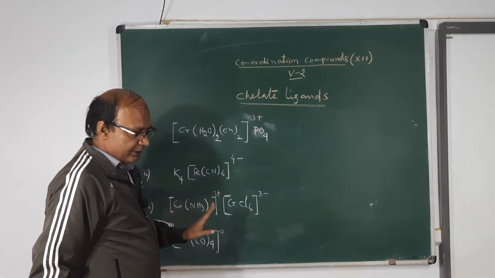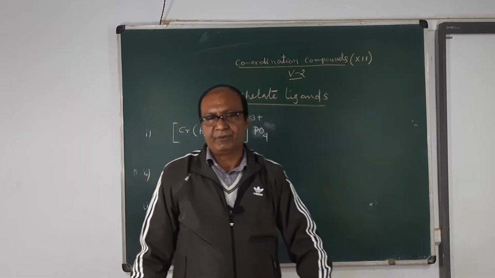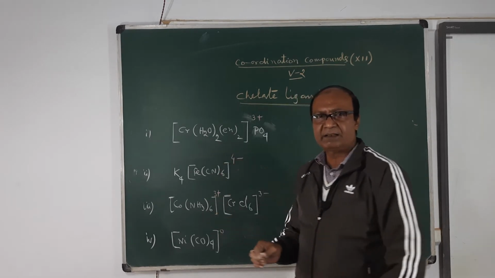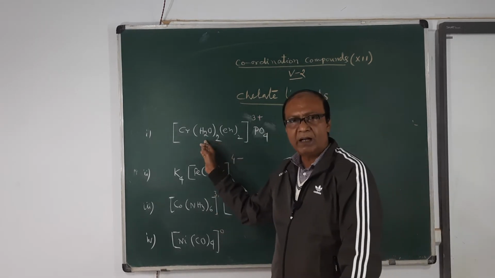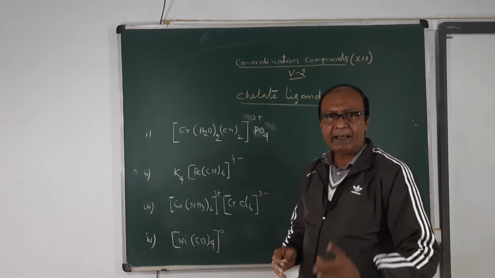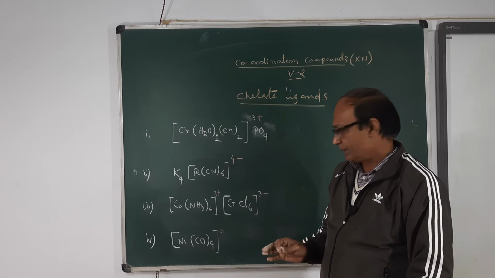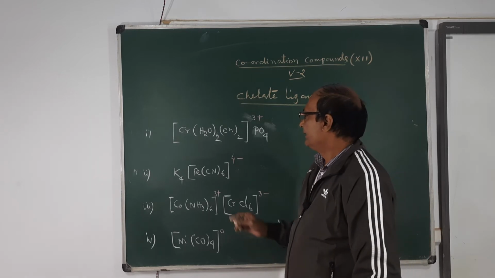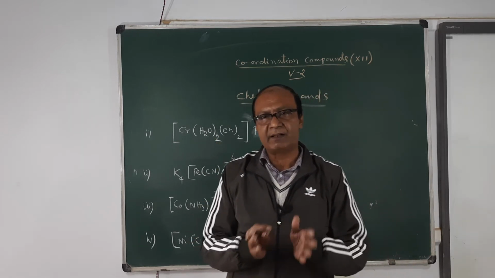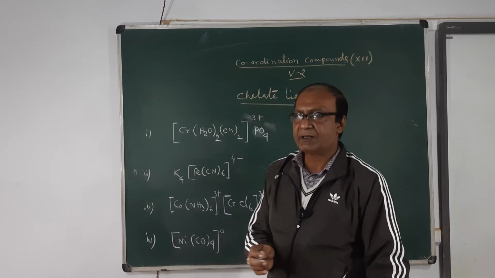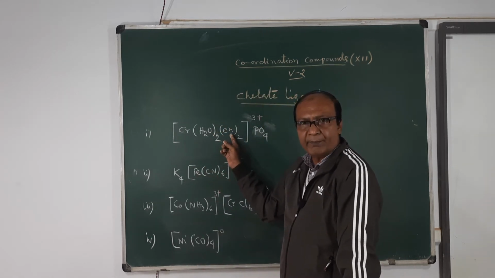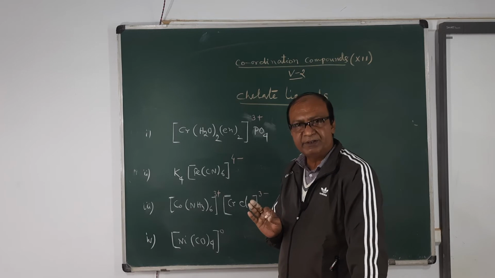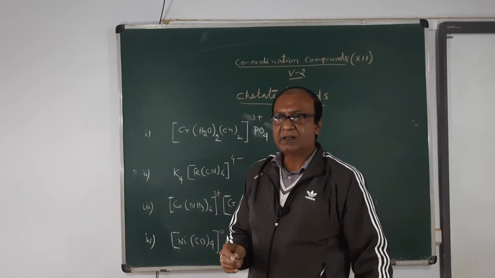Now, when you talk about IUPAC names, you have to know the special names. Neutral ligands have special names: water, aqua; ammonia, amine; CO, carbonyl; NO, nitrosyl. These are neutral ligands. Neutral ligands have some special names and you have to use those special names. And this one, ethane-1,2-diamine, as I told you. Anionic ligands are those which carry negative charges, and their names are written in this way.